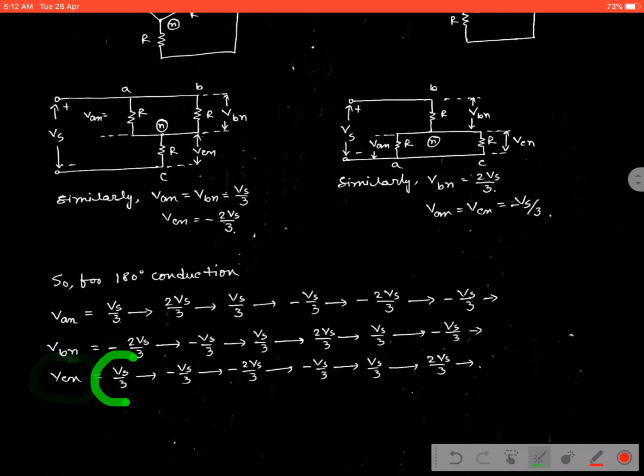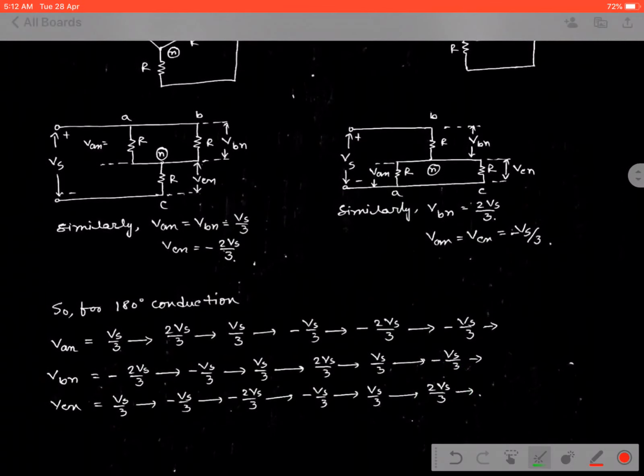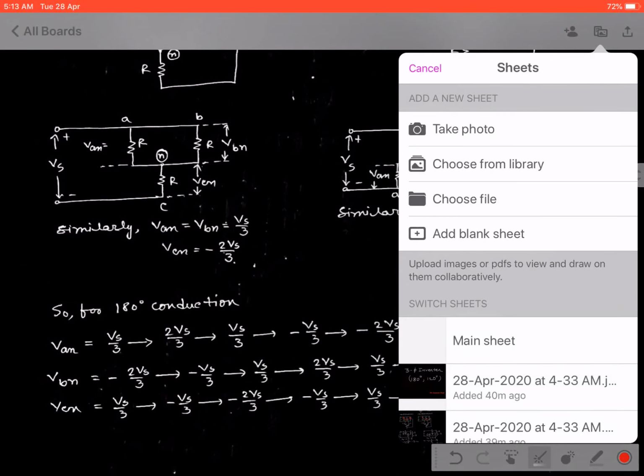In the first mode operation, the result was Vs by 3, next minus Vs by 3, in this case minus 2 Vs by 3, then minus Vs by 3, right? Then the next step will be Vs by 3 and 2 Vs by 3. So this is the pattern of the voltage which will help us to make the waveform. Okay, so we can go through the waveform next.